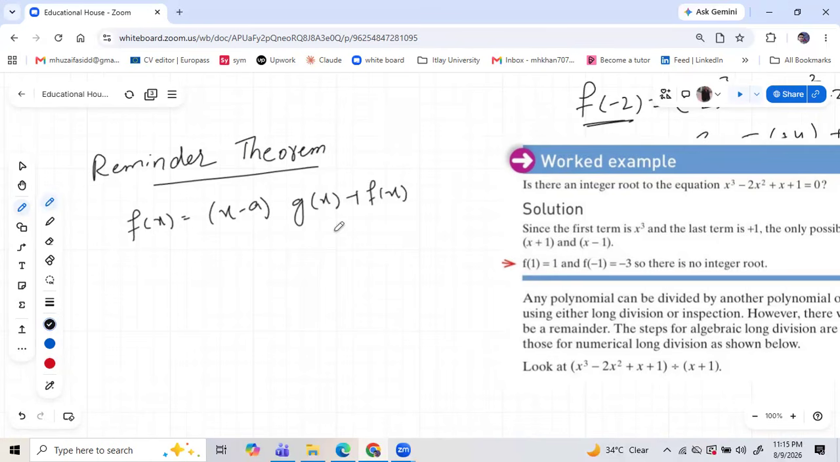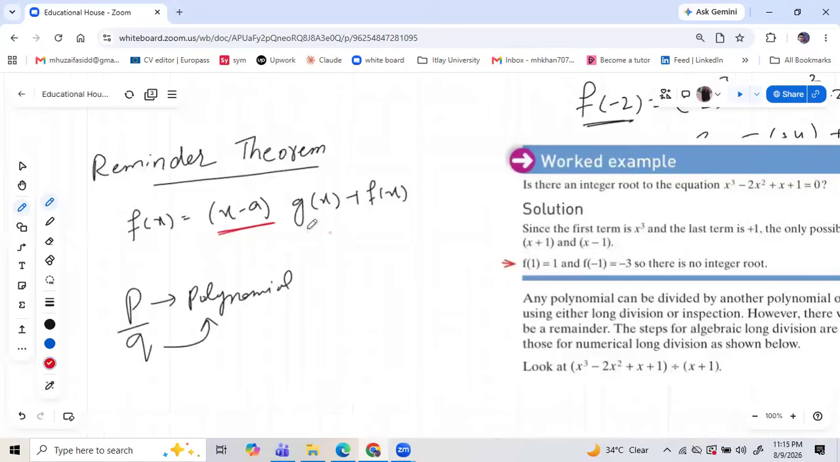So basically, if we have the polynomial function, suppose that p over q, this is our polynomial function, and this is also a polynomial function, but its degree is less than the upper one. And when we divide it, this is our top one, and this is the rest of the function, and this is our remainder. So when we divide it, this is our dividend, this is our function on the top, and this is our remainder.